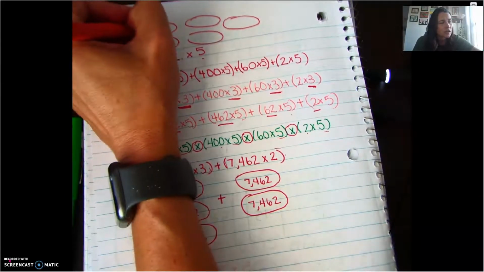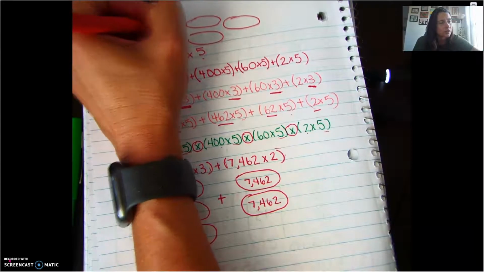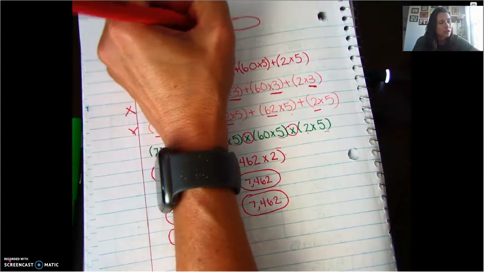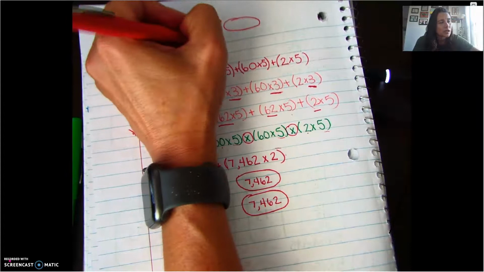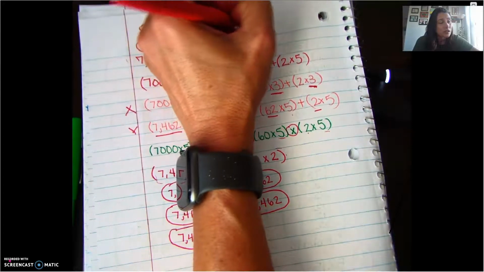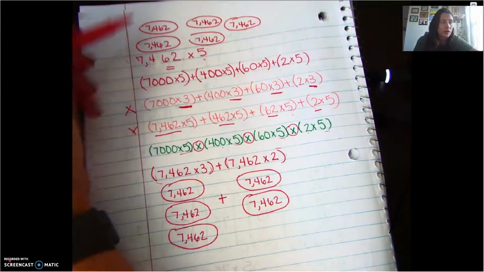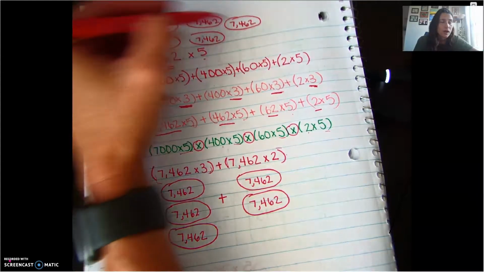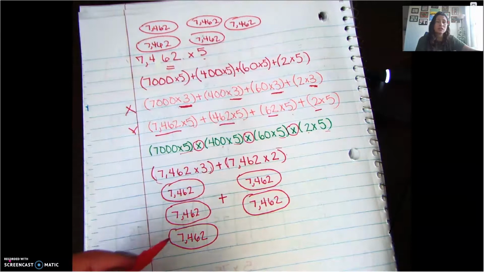We've got 7,462, 7,462, 7,462, 7,462, and 7,462. How many groups do we have up here? 1, 2, 3, 4, 5. So it looks like they're the same.